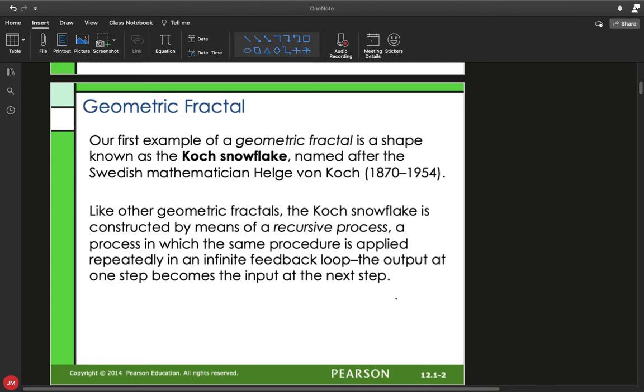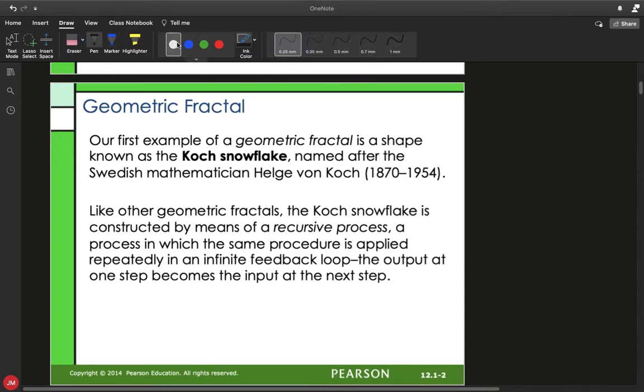It's our first example of what you call a geometric fractal. That's going to be our key thing that we're going to be studying throughout this chapter: what are called geometric fractals. And so this is our first one. We'll continue to look at some other ones as well, like the Sierpinski gasket, as well as the Mandelbrot set. So some different ones that we will look at in upcoming sections.